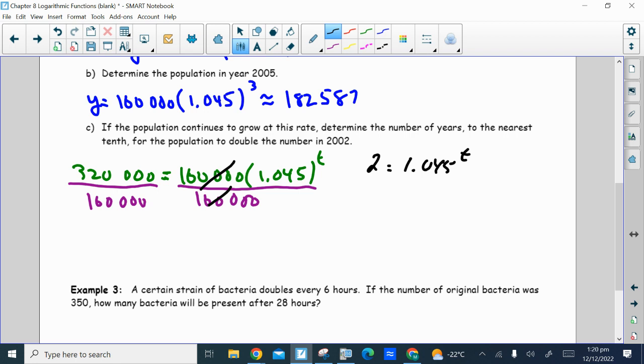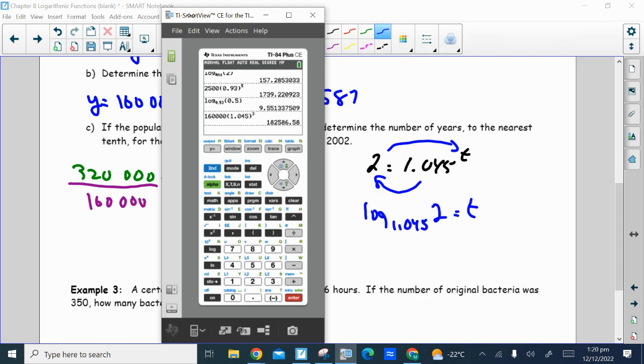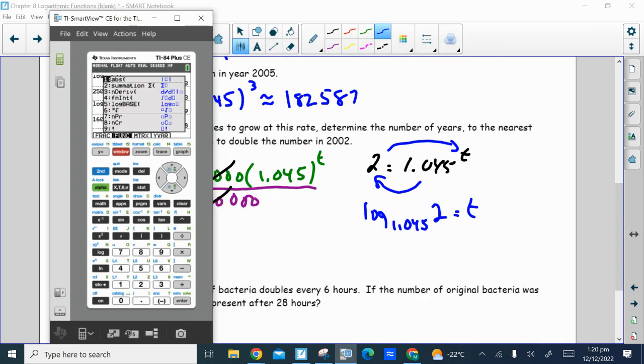And then to solve for T, we can't make the bases the same, so back to converting from exponential to logarithmic. Start with the base and cycle through. The bases are the same no matter which form you're in. So T will be log base 1.045 of 2, approximately 15.7 years.